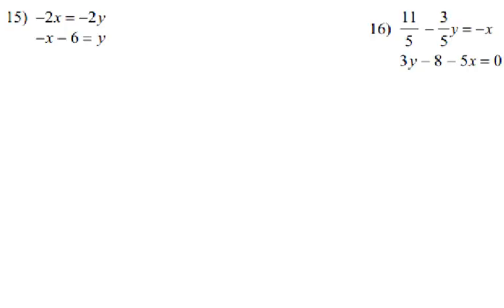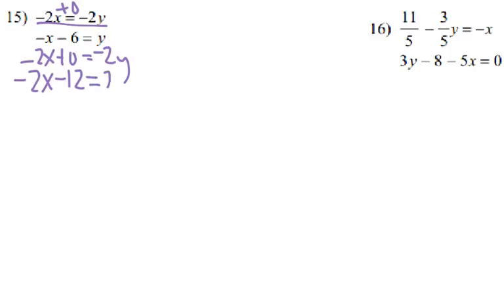Alright, last 2 problems here. Now this one looks like it's not going to work, but think of that as adding 0. So it would be negative 2x plus 0 equals negative 2y. Then we'd need to double these, right? Times it by 2, so we get negative 2x minus 12 equals 2y.